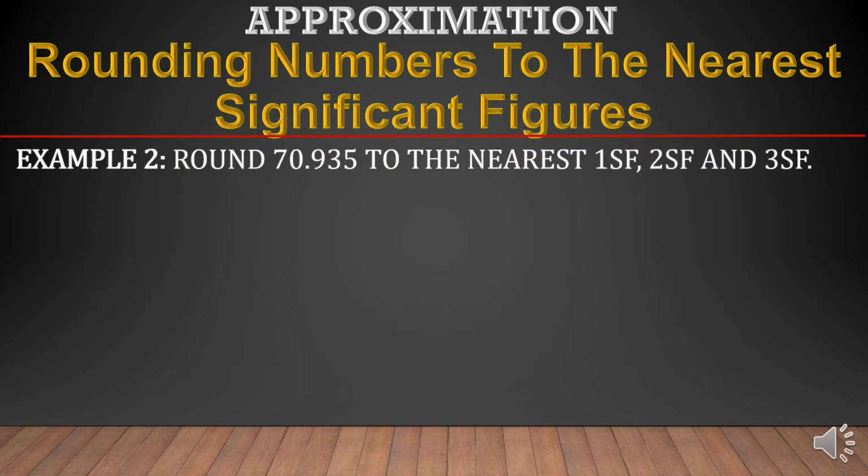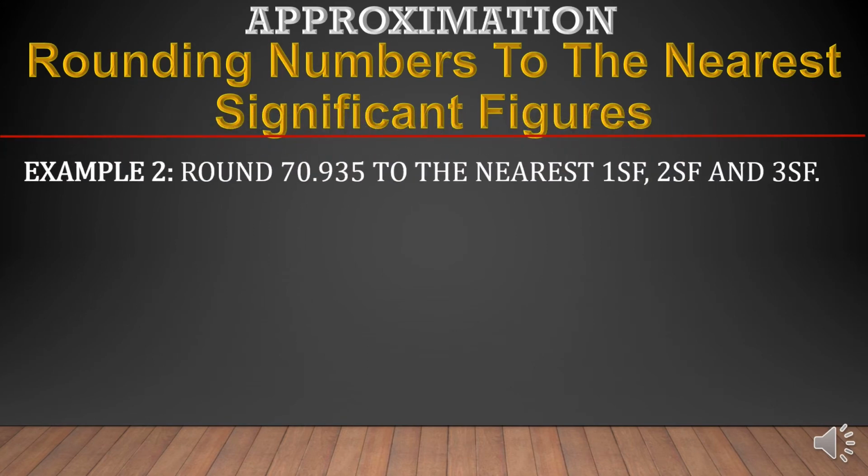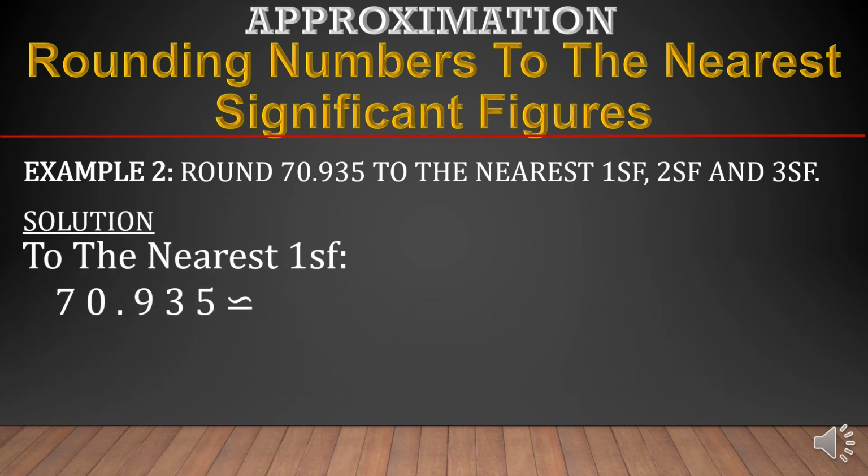Example 2. Round 70.935 to the nearest 1, 2 and 3 significant figures. Let's start with rounding to 1 significant figure. To do this, we have to check for our first non-zero digit, which is 7 in this case. So our line will come right after 7. Next step, we check the number after the line. We have 0, which means we'll be rounding down because 0 is less than 4. And to round down, we'll be adding plus 0 to the number at the required position. So we're having 7 plus 0 is 7.